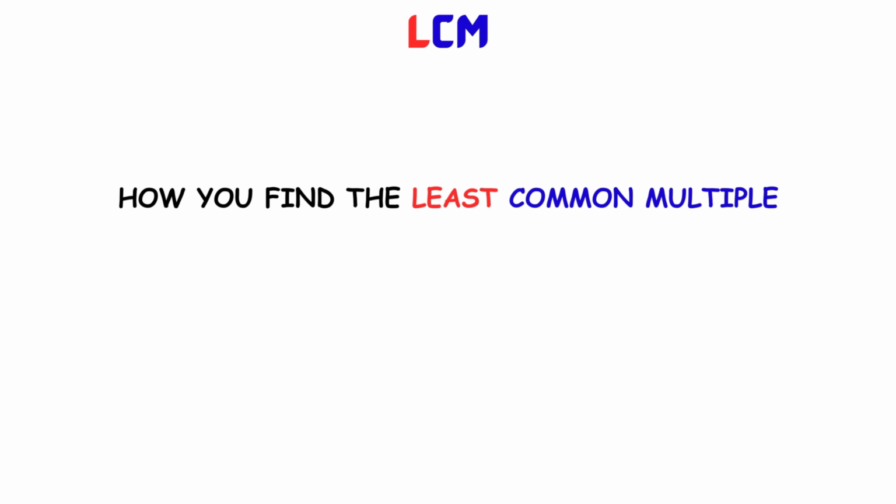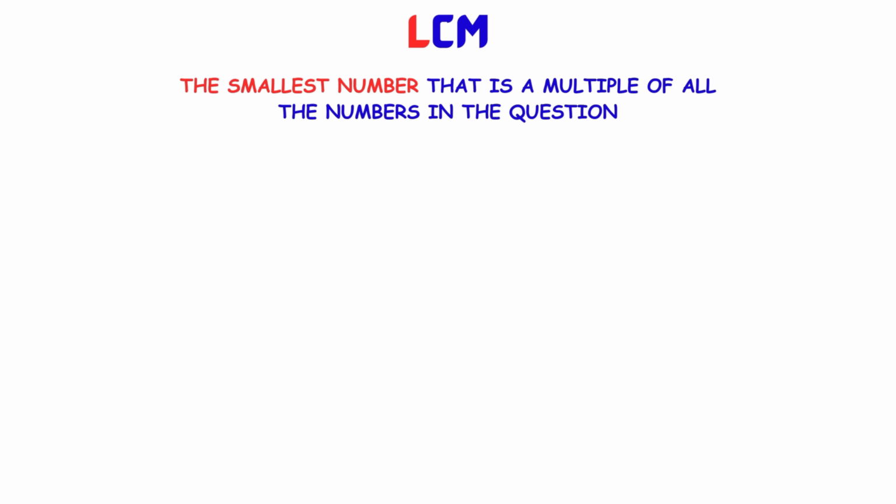In this video, we're going to cover how you find the least common multiple, which we can also call the lowest common multiple or LCM. The lowest common multiple of a set of numbers is the smallest number that is a multiple of all the numbers in the question. To find it, we can just list the multiples of each number and pick the smallest number that occurs in all of the lists.